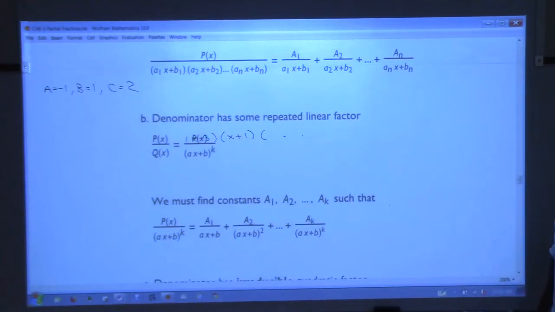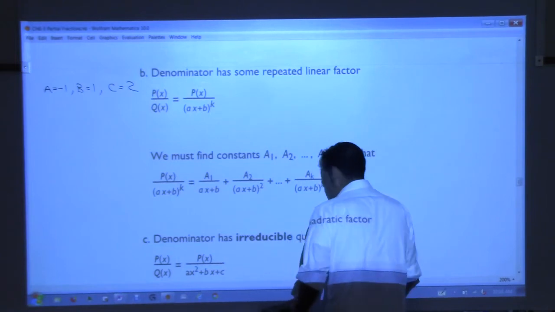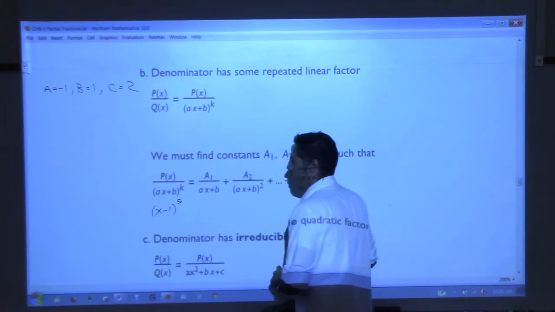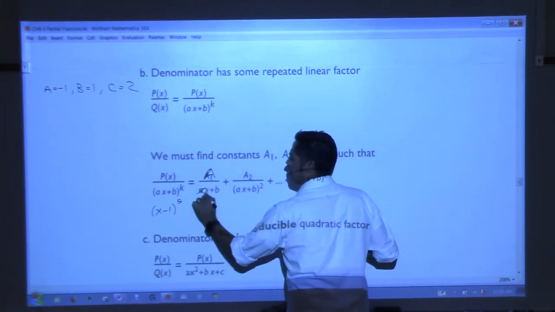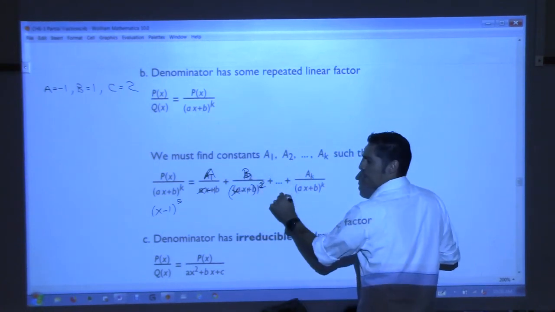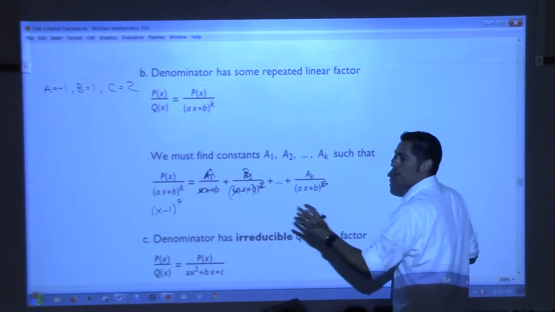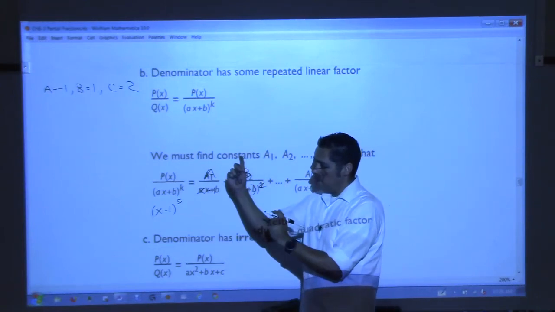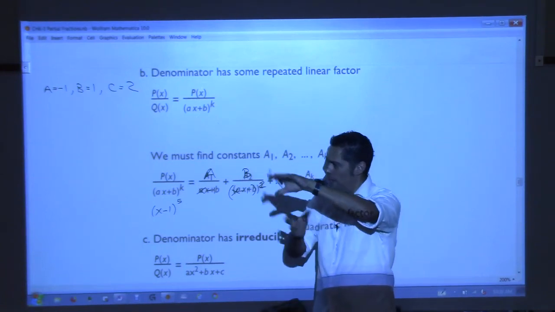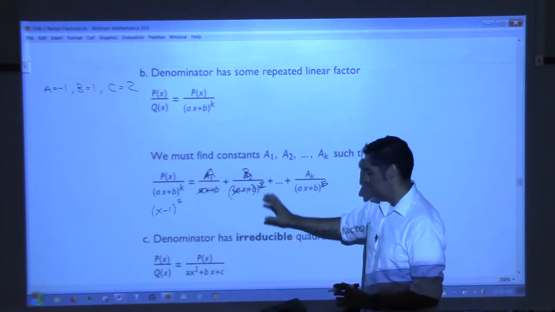Okay, so part B says, what if you have a repeated linear factor? So this would be an example like, let's say we had, in the bottom here, x minus 1 to the 5th power. Then what you do is A over x minus 1, B over x minus 1 squared, C over x minus 1 cubed, D over blah, blah, blah, until you get to the very end, to the 5th power. That's what we just did. When we had x minus 1 squared, we did a number B over x minus 1. We didn't use A because we'd already used A for the other factor. So we did B over x minus 1 and then C over x minus 1 squared. That's what this is saying. Okay?